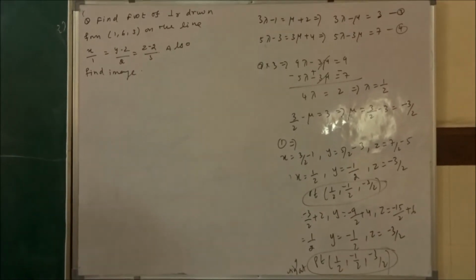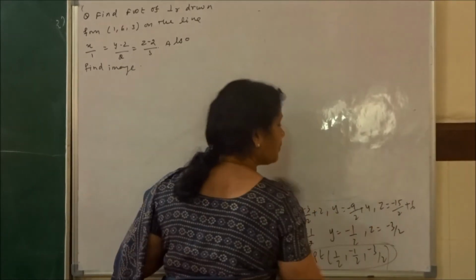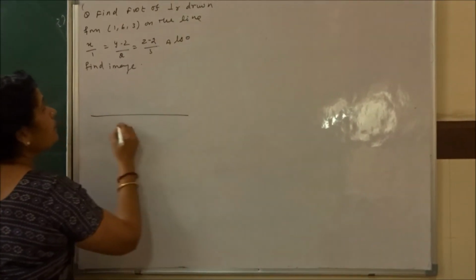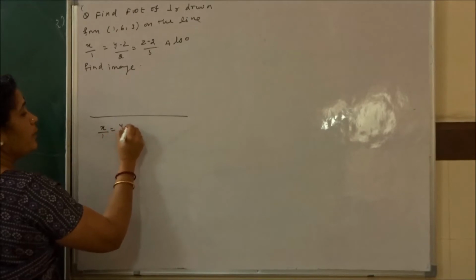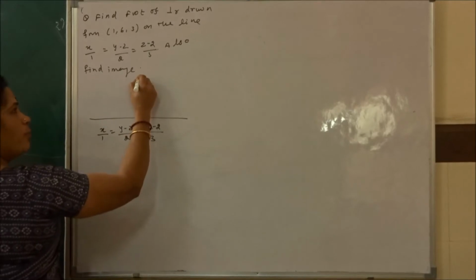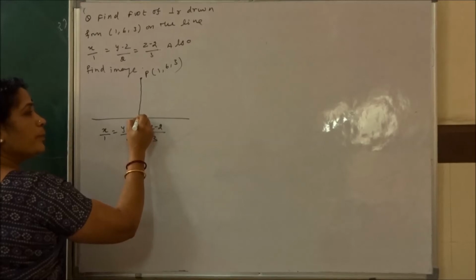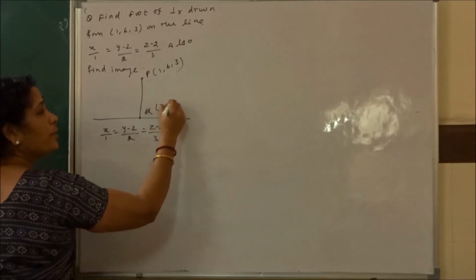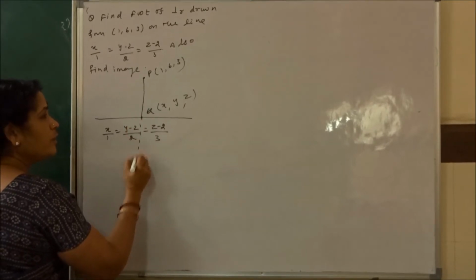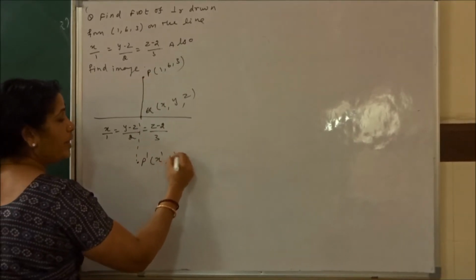Let me do it. Now see what they are asking here. Find the foot of perpendicular drawn from one point given here. Now this is a line, given as x upon 1 equal to y minus 2 upon 2 equal to z minus 2 upon 3. Now I am taking point P as (1, 6, 3). You have to find the foot of perpendicular. The perpendicular you have to draw, that is Q, I am taking as (x, y, z). This is called the foot of perpendicular. Now extend it, the same equal distance you have to take. I am taking P dash, this is the image of P, with coordinates x dash, y dash, z dash.